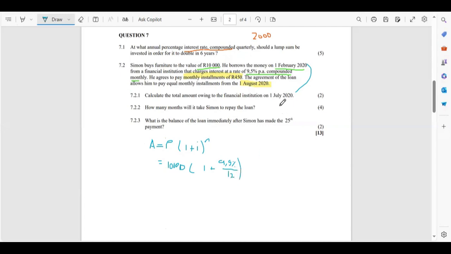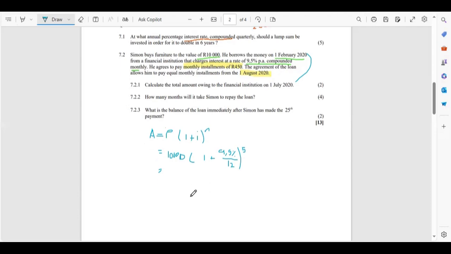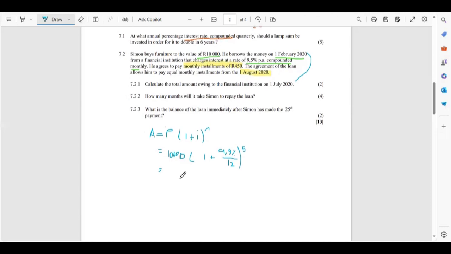Now my n. From February, it will be February, March, April, May, June. It's 5, because remember it's 1 July, so you do not include July. So this is going to be 5 months. Now I'm writing it in terms of months. It's fine, because my interest is also compounded monthly. Now punching this into my calculator, the amount that this person is owing on 1 July should equate to 10,402.15.